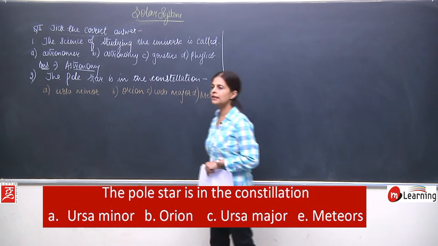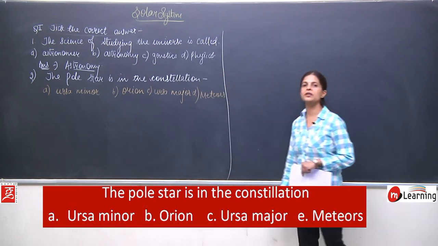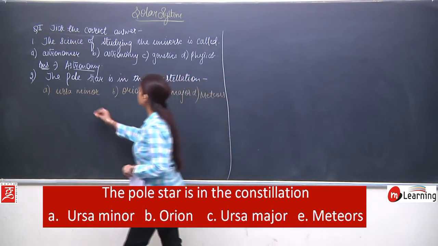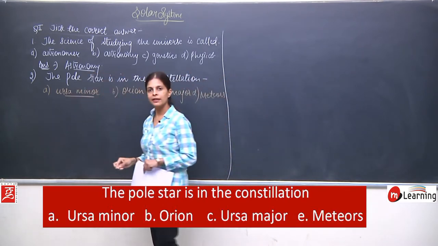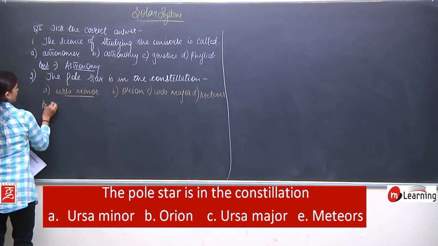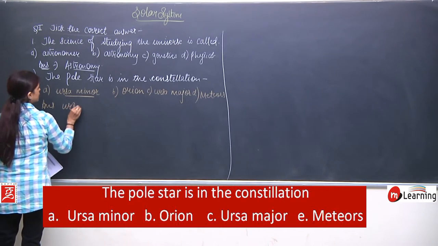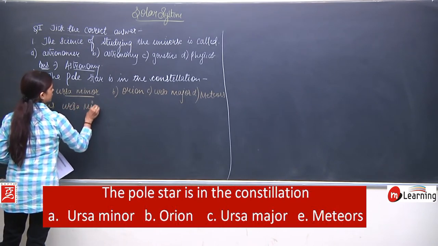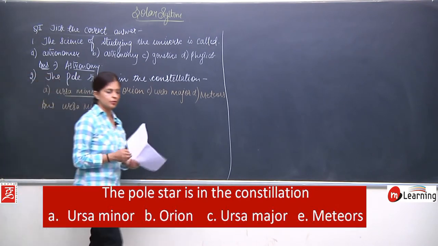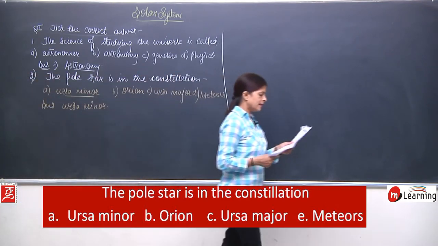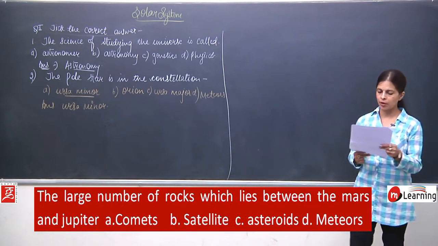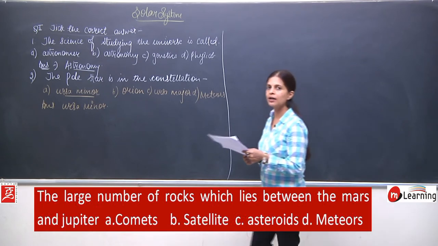So the pole star is in which constellation? It is in Ursa Minor. So the correct answer will be Ursa Minor. Now we'll talk about the third question, and the third one is, the large number of rocks that lie between the orbit of Mars and Jupiter are called.